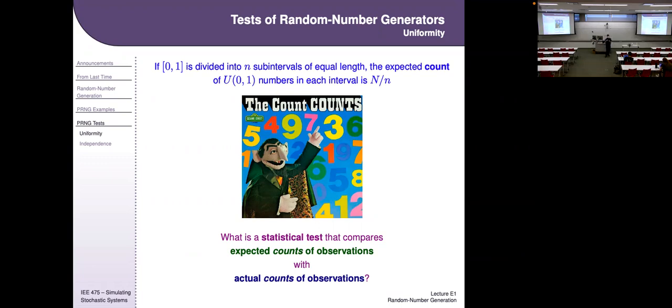It's a test, like a t-test or an ANOVA. So what's a test that you probably did in 380 that compares expected counts to actual counts? Any guesses online? Chi-squared online, that's what I'm looking for there. So that's the test that we think about here: whenever you see count, you should immediately think chi-squared. You know, they both start with C.